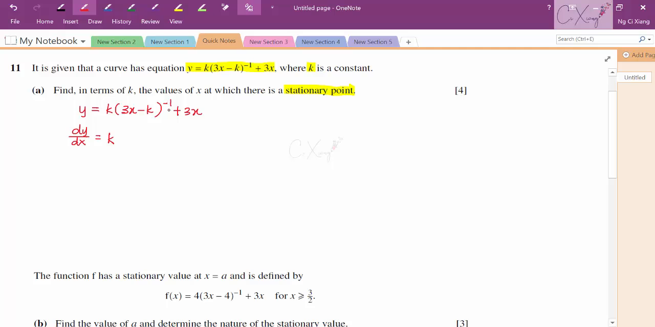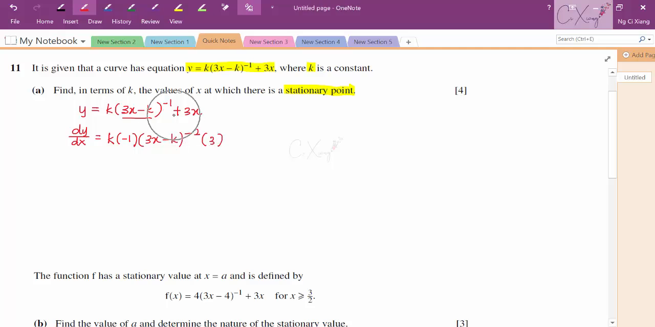And now I try to differentiate this bracket. So to differentiate this bracket, you bring the power to the front. So you have negative 1 in front. Copy back the bracket, with power minus 1, which now becomes negative 2. And after that, you need to differentiate the thing inside this bracket. So differentiate 3x minus k, you will get a 3.